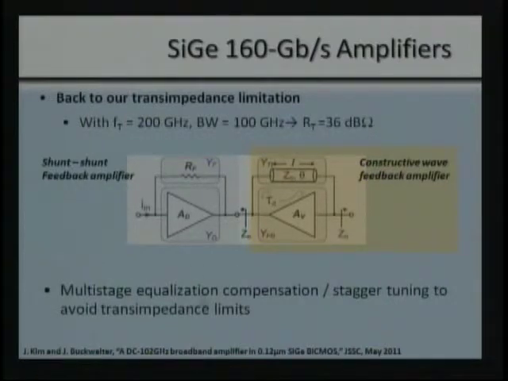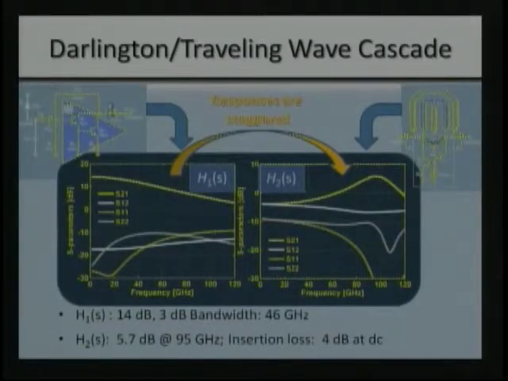We call this multi-stage equalization because the first transimpedance amplifier can have a frequency response that rolls off at a much lower bandwidth, a 3 dB bandwidth of 46 gigahertz, while the constructive wave amplifier can compensate by having a gain that peaks at a much higher frequency, around 100 gigahertz. The reason these two can be equalized is that the constructive wave amplifier's frequency response is rather gradual, so the slope of the roll-off can be compensated with the slope of the roll-up.